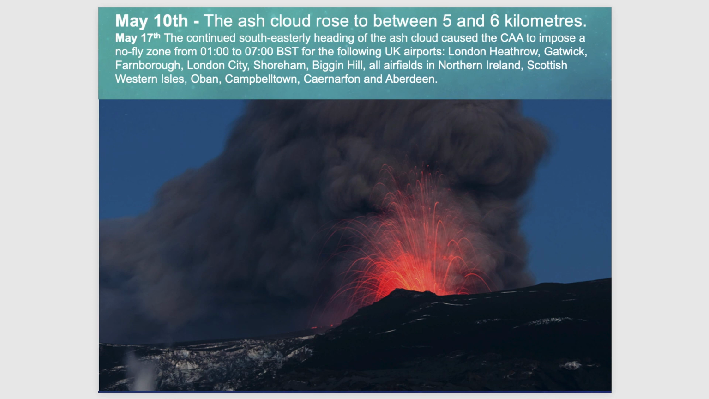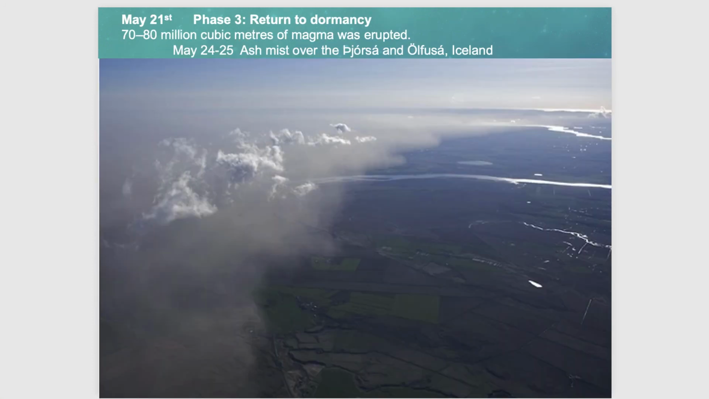And the ash cloud rose to between 5 and 6 kilometers, and on May 17th it continued southeasterly, heading off to Europe basically. So often you get issues with this volcanism in Europe, and you need to suspend flights because the volcanic ash is terrible. If it gets into the engine of an aircraft, it will completely destroy and melt the blades that are within the engine, and so it's very dangerous.